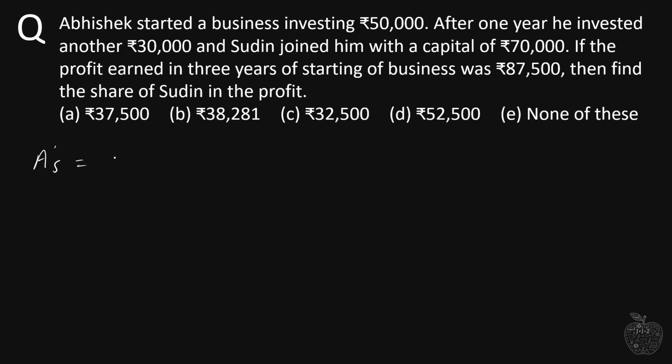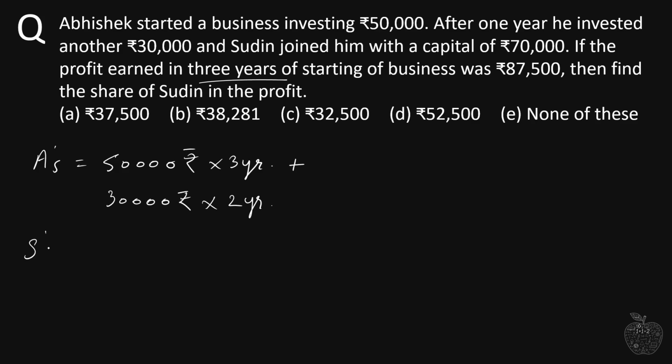Okay, so Abhishek's investment here is of 50,000 rupees and he is investing for the time period of 3 years. After 1 year he invests another 30,000 rupees. So he is investing this 30,000 for the remainder of 2 years. And Sudhin joined him with a capital of 70,000.